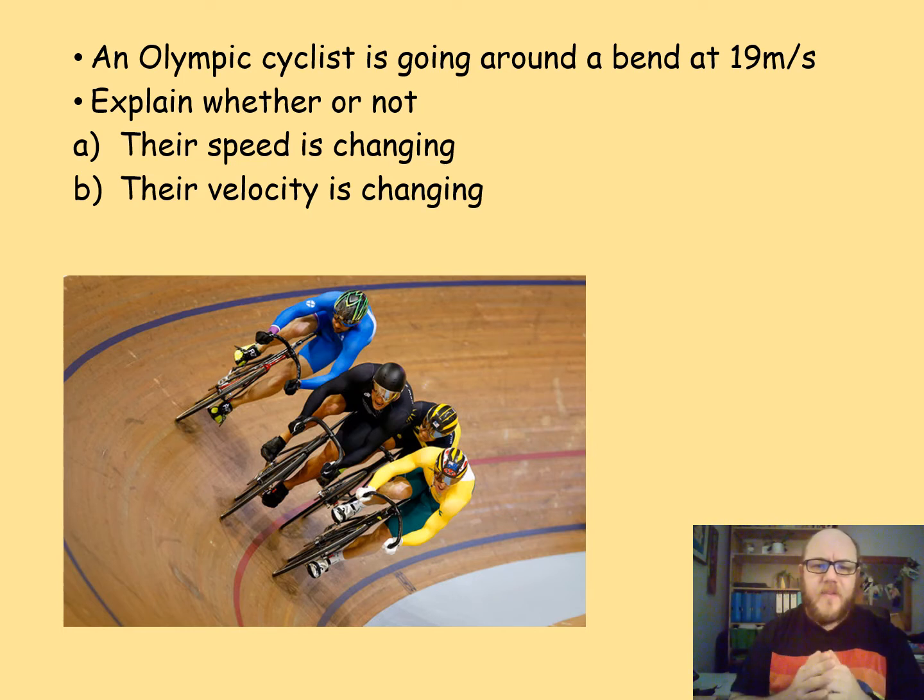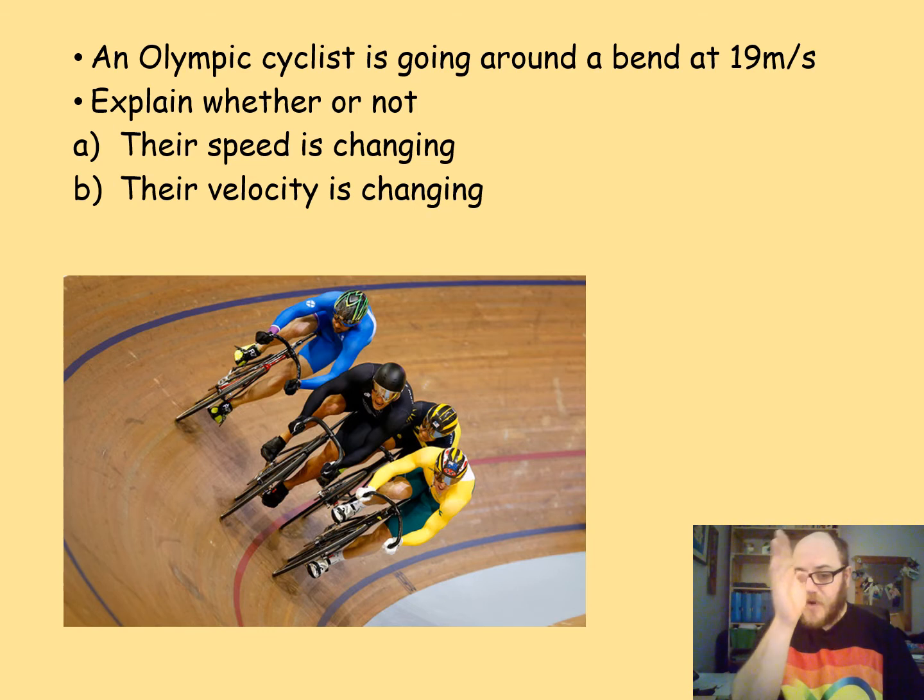So at 19 meters per second, which is incredibly fast, their speed isn't changing. They're just going round the bend at 19 meters per second. That's a constant speed. But what about their velocity? Velocity is a vector quantity, and that requires a direction and a speed.